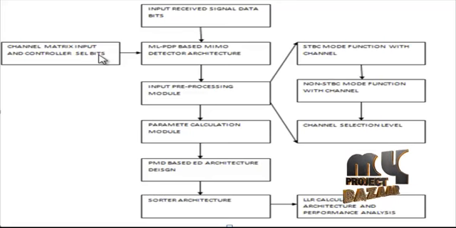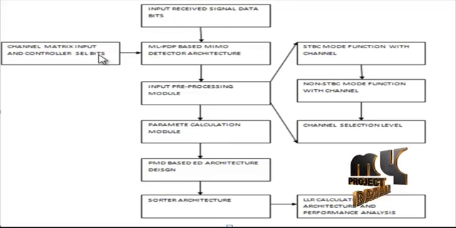This module consists of the STBC mode, space-time block code mode function with channel, non-space-time block code mode function with channel, and channel selection. This channel selection allocates two types of work. The STBC channel passes the data bits to the register element to store and output for the parameter calculation module. The non-STBC mode section passes the data bits directly into the parameter calculation module. The parameter calculation module consists of the multiplier and squarer elements and the XOR function. These elements are used to integrate our overall channel matrix and input received signal.